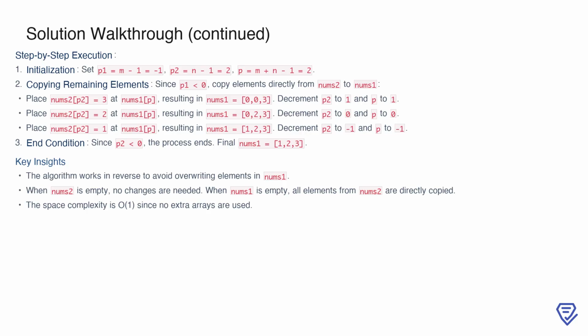These examples highlight key insights. The algorithm works in reverse to avoid overwriting elements in nums1, handles an empty nums2 by leaving nums1 unchanged, and efficiently copies elements when nums1 is initially empty. Additionally, the space complexity remains O(1), as no extra arrays are used.